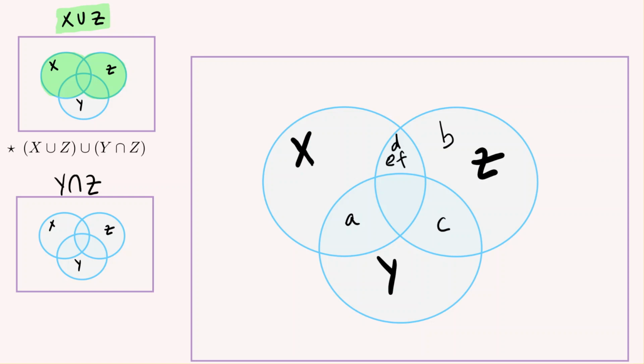Now I'd encourage you to take a moment and pause the video and attempt to shade the portion of the Venn diagram that's representing y intersects z. Unpause to check your work.